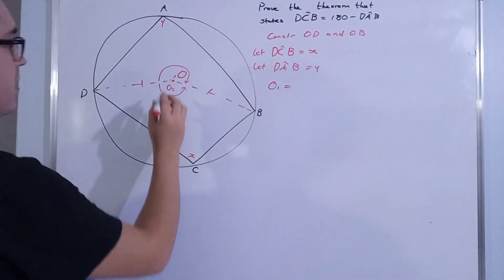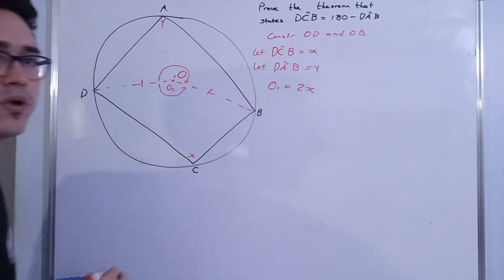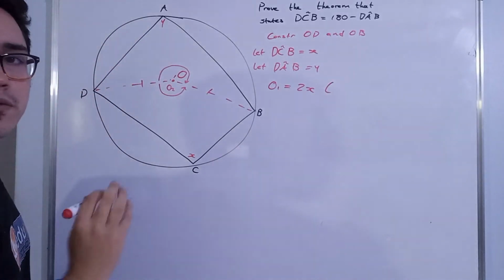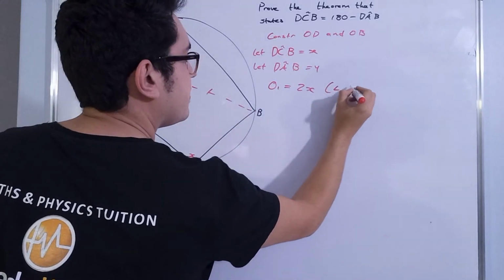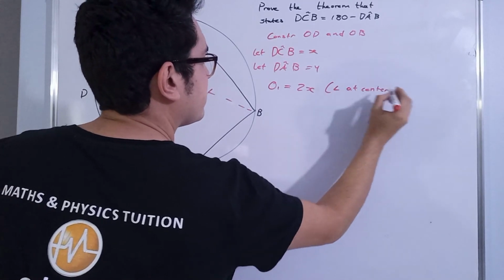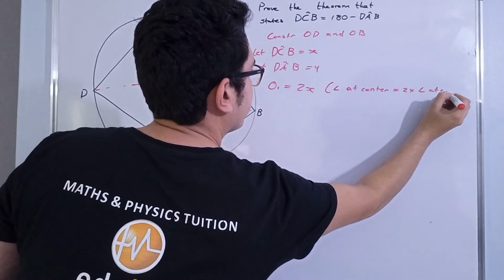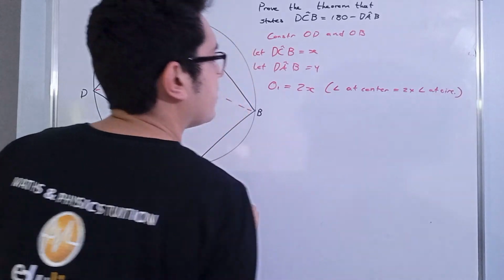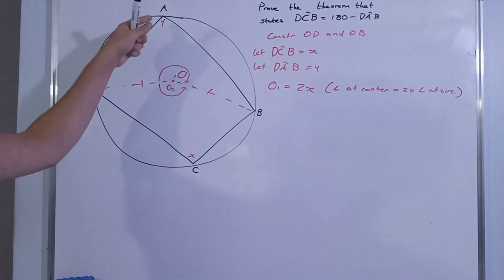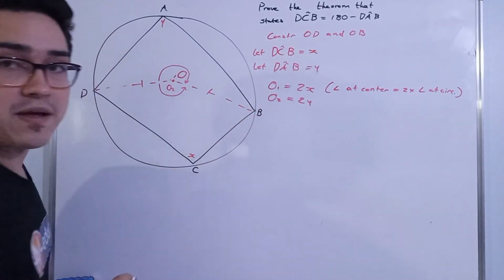Now, what we'll say is that O1 is equal to 2x. What is our reasoning for that? It is the supporting theorem here, which is angle at the center. Takes a while to write this one out. Angle at the center equals 2 times angle at circumference. There we are. And we'll say that O2 is equal to 2y for the same reason.